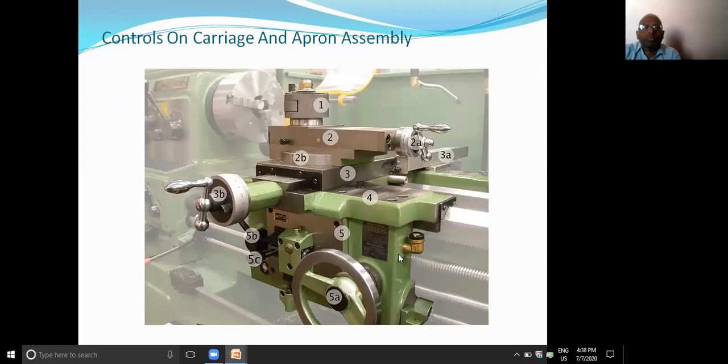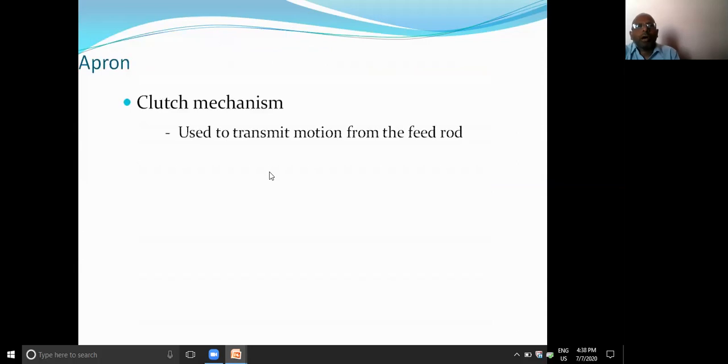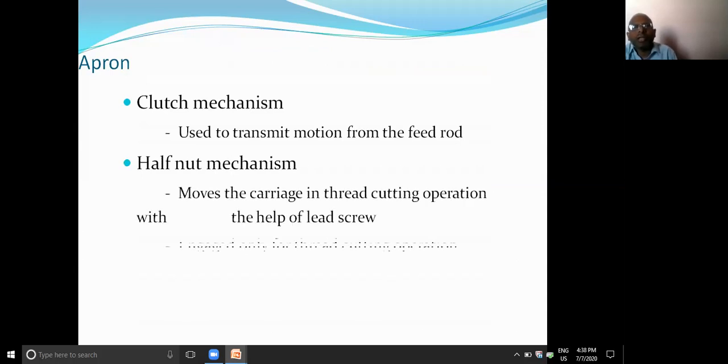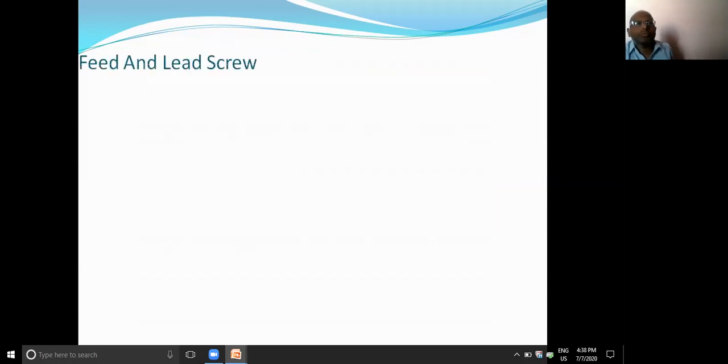Observe. This particular portion, the threading rods, and this is called the apron. The apron has a clutch mechanism used to transmit motion from the feed rod. The off-nut mechanism is used for producing thread cutting operations with the help of the lead screw. The off-nut mechanism is engaged only for the thread cutting operation, and for the remaining operations only the clutch mechanism is used to transmit the motion.